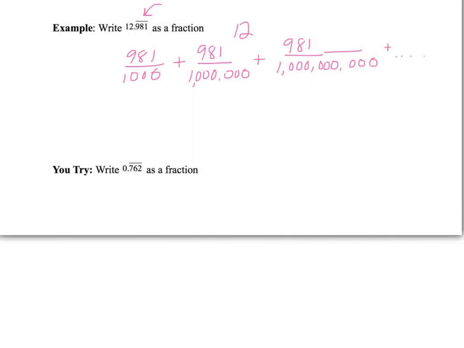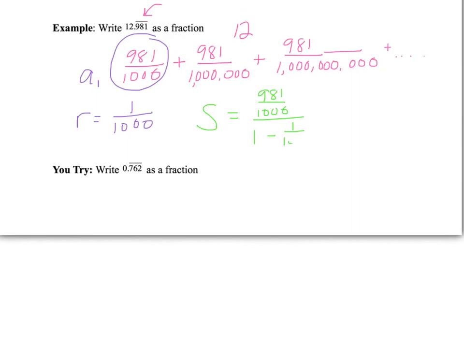So I'm going to look at this as a series now, where 981 over 1,000 is my first term. My r, or what I'm multiplying by every time, is 1 over 1,000. I'm just multiplying my denominator by 1,000 every time, so my common ratio is 1 over 1,000. I'm going to use my sum formula and say the sum is the first term, 981 over 1,000, over 1 minus r, 1 minus 1 over 1,000.